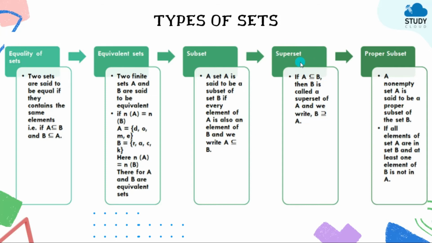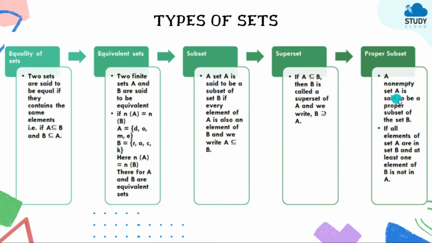Then there is superset. If A is a subset of B, then this B part is known as the superset, meaning maximum values will be there in B. A is a part, a subset of B, and B will contain different values, and hence it is known as superset. Then what is a proper set?